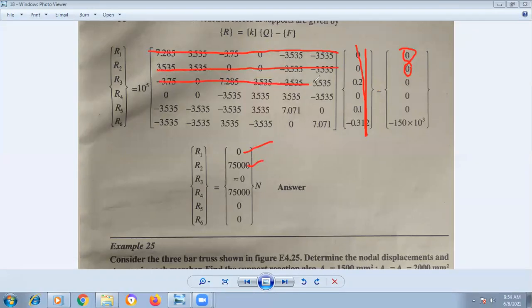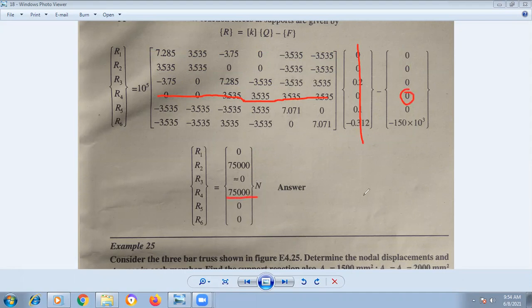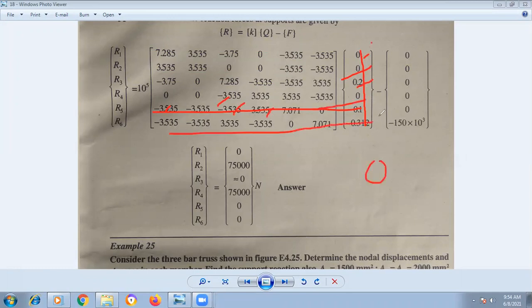And the third row you multiply with this and subtract 0, it will be approximately 0 because it has free movement, a roller support at node 2 in the Q3 direction. Therefore, it is obviously 0. R4, you multiply this and subtract with this, you will have plus 75 kilonewton. That is R4 in the vertical direction. Then R5, multiply 3.535 into 0 minus 3.535 into 0, 3.535 into 0.25, and so on. You multiply, it will be approximately 0. R6, multiply this minus 150 will always be 0, right?